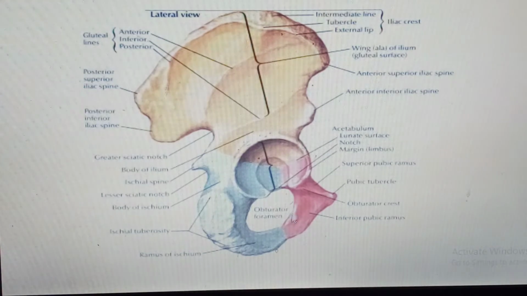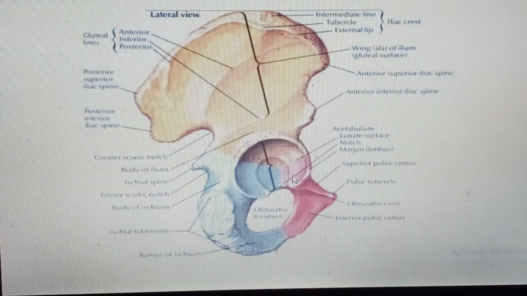Now, what we find is that all these three bones are fusing in this area. So it means that all these three bones are contributing to this structure over here, which we call the acetabulum. Okay, so this is the acetabulum. Now, the acetabulum will present with a margin or a rim, which we call the acetabular margin, or the limbus of the acetabulum.